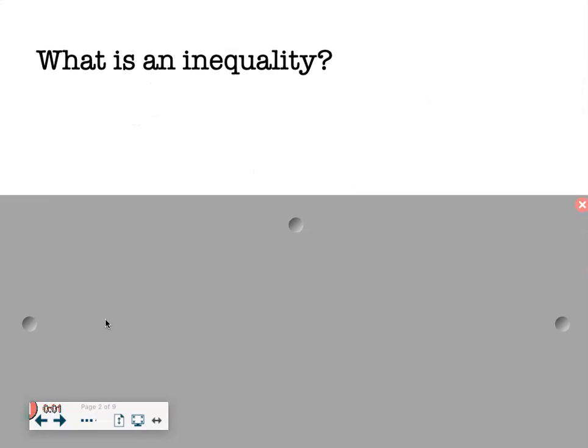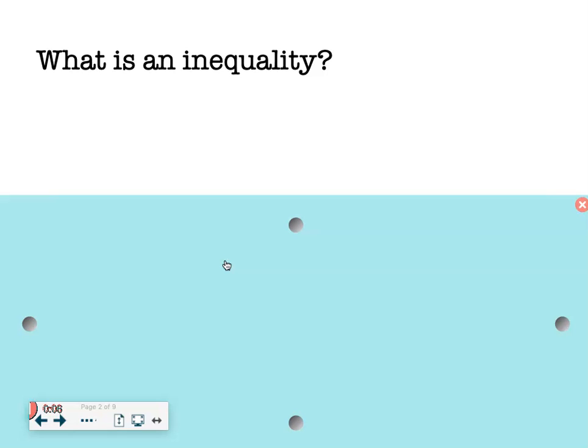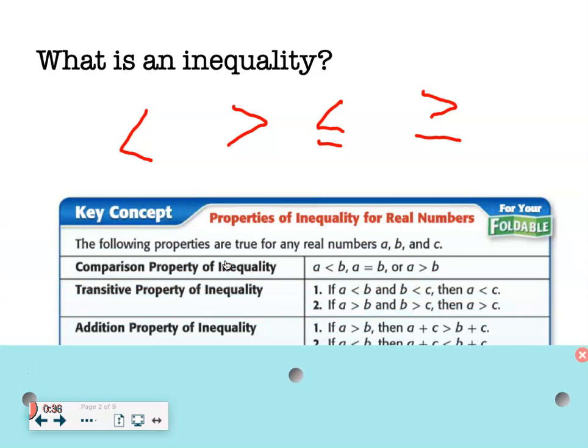So an inequality is just like an equation, but we have what kind of symbols instead of an equal sign? They don't have an equal sign. Does it kind of look like the alligator mouth? What are these called? Greater than, less than, equal to, less than or equal to. So it's an equation, but we have those symbols. We're comparing things.